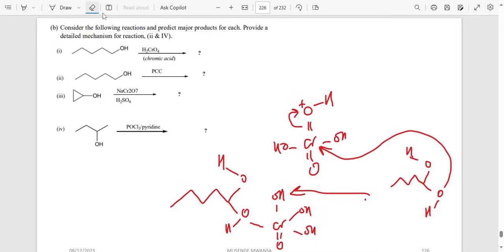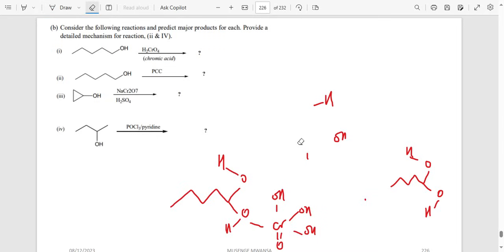If you remember, what were we doing at this step? When we had the Cr being present on our compound, we have forgotten.